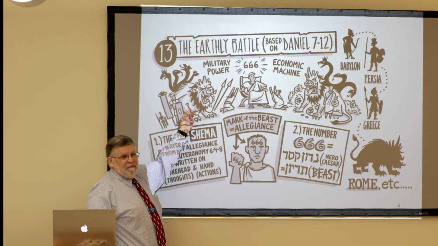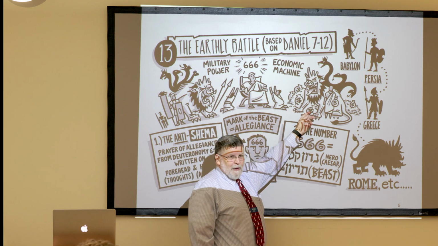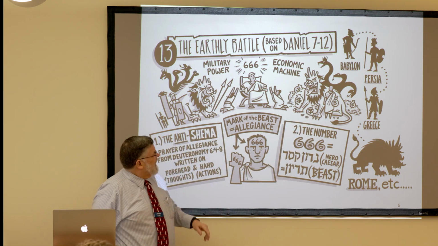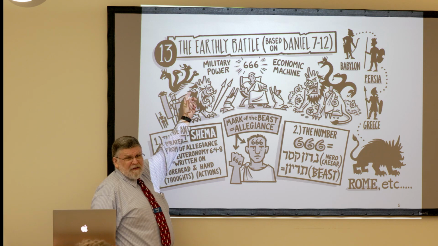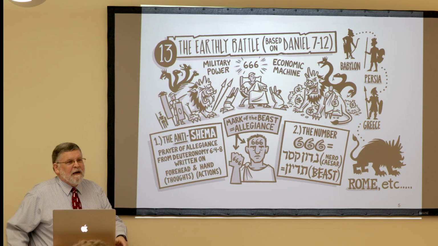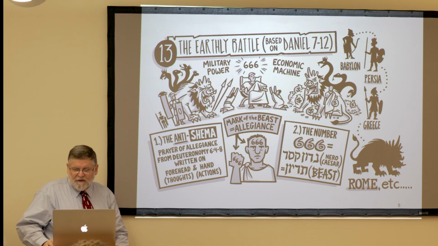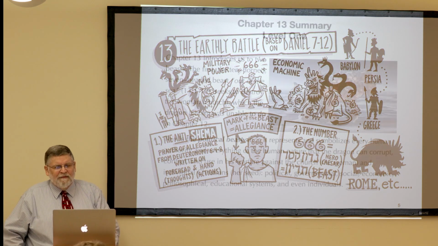How many heads do you see? 5. I see 1. I don't know if you can see. Beast number 2 has 1 head. So that part's okay. And behind the beast, what's behind the beast? The dragon. What's the dragon stand for? Come on, please. It's Satan, right? So Satan's behind it all.